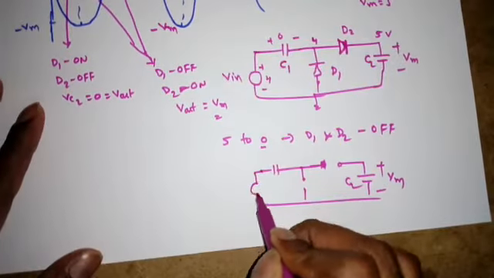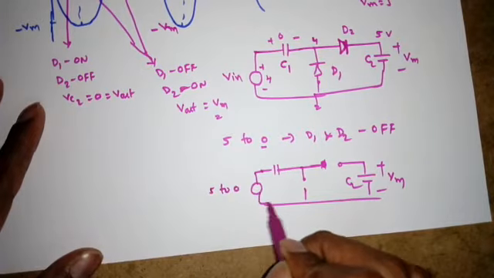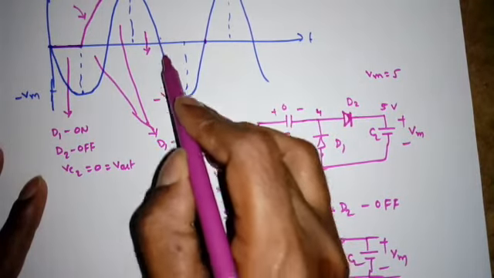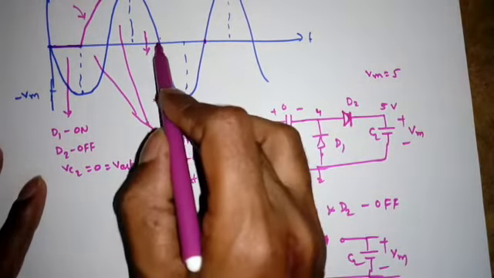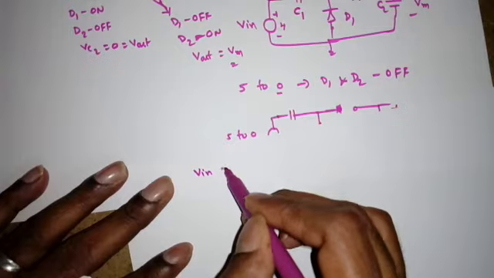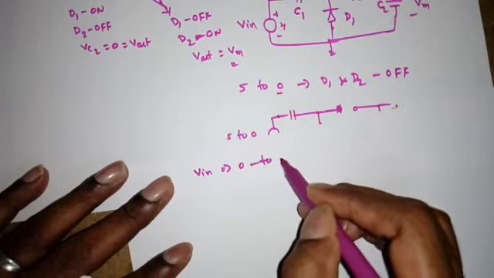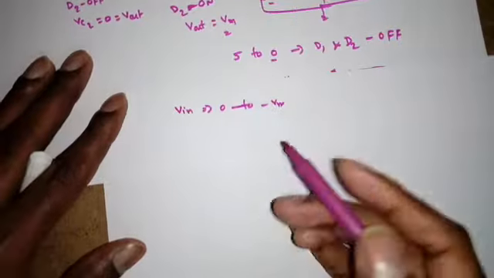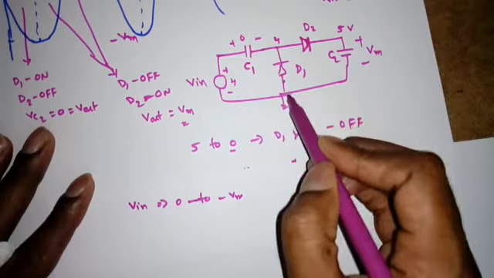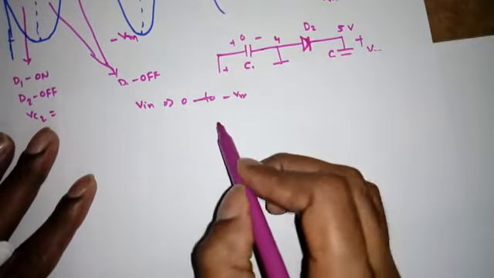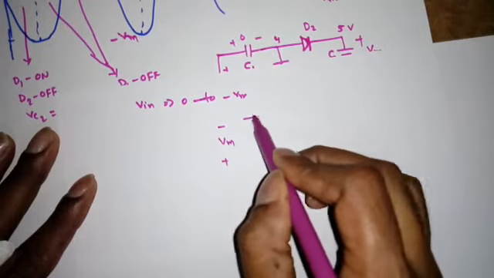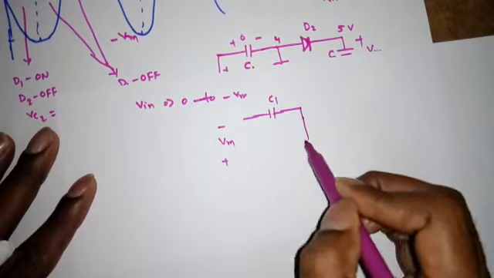So this is the input which is varying from 5 to 0, right? Then the moment it is less than 0, when Vin is less than 0, or we can say 0 to minus Vm, what happens to the diode D1? Yes, it will be on. Why? Suppose this is minus 1 volt, this is 0 volts, it will be on. So from 0 to minus Vm, I can get maximum minus Vm. So this is the capacitor C1 and this will be on.